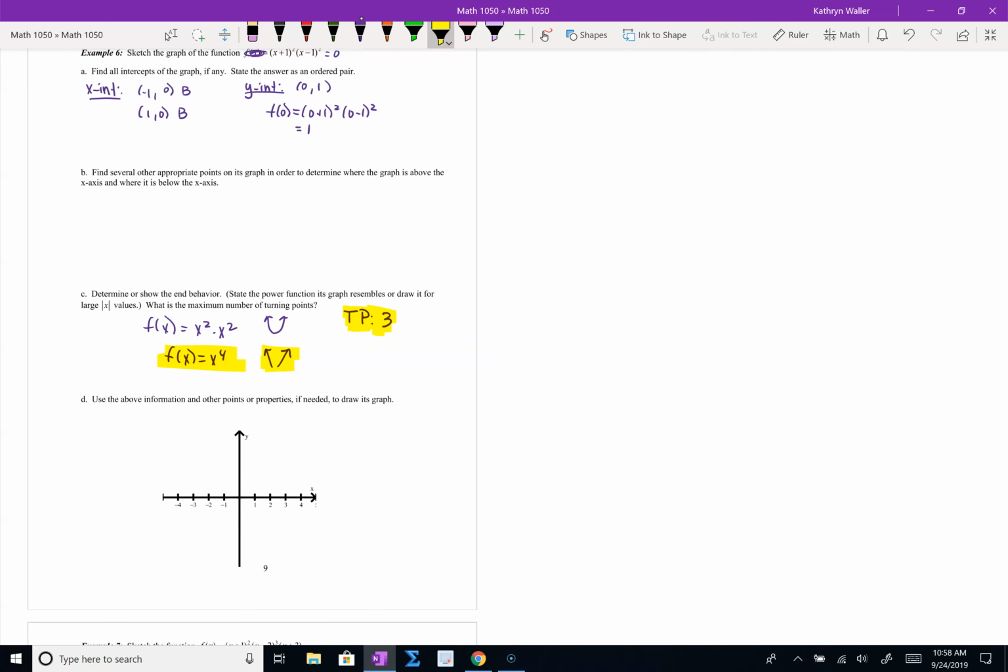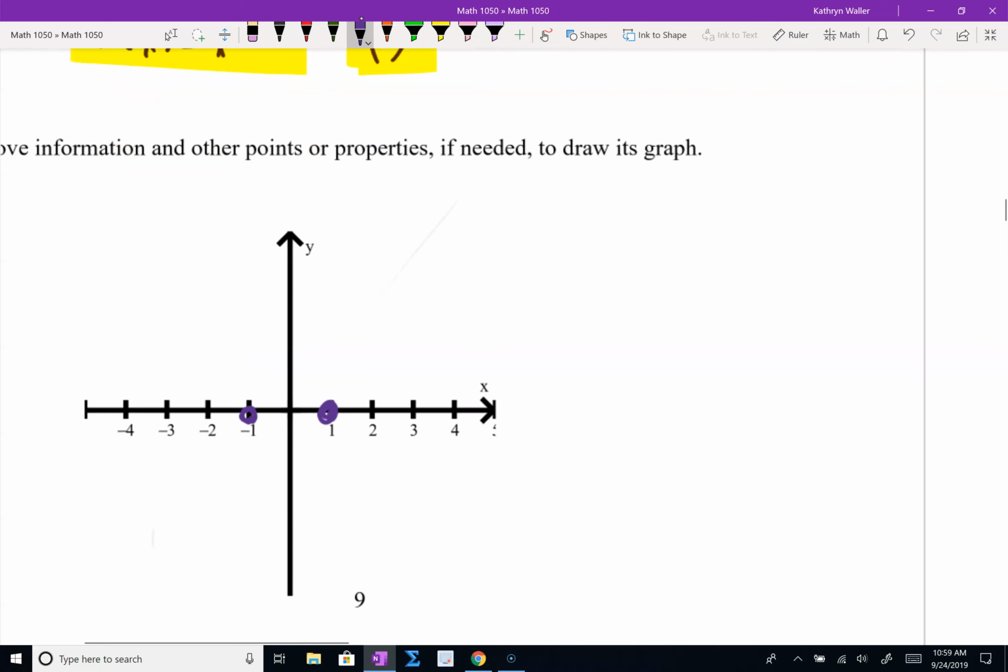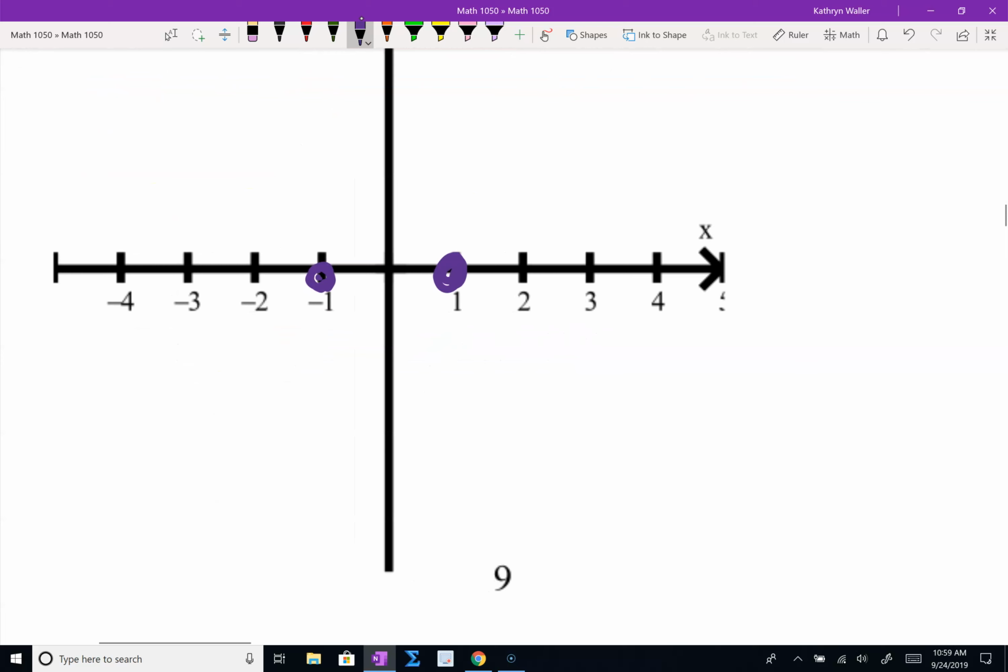Okay, so those x-intercepts, you guys, are -1, 0 and 1, 0. And the y-intercept is 0, 1. So I'm going to come right here and I'm going to do 0, 1. I'm going to put B's by this because I know it bounces. And I'm actually going to label that y-intercept 0, 1.